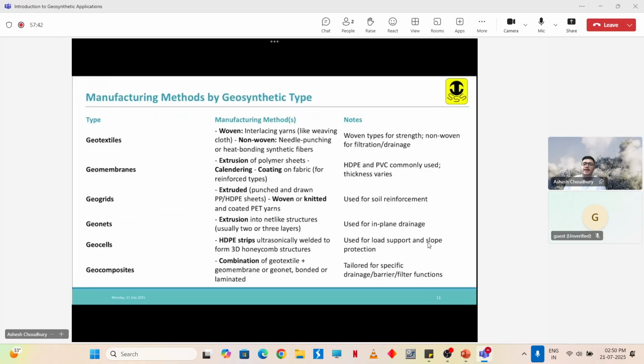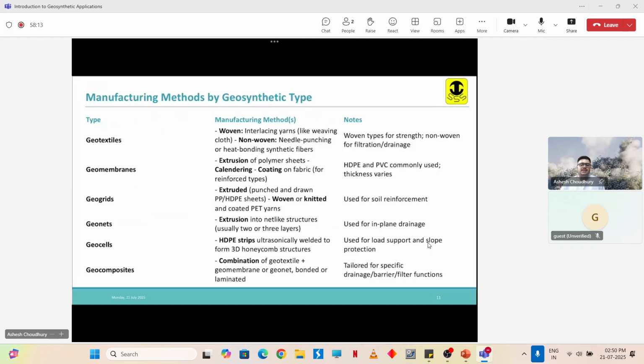Next we have geonets. Geonets are also formed from extrusion into a net-like structure with multiple layers. Geogrid is actually in one layer, but geonets are more than one layer. You have the web, the net that is formed, so that it is useful for in-plane drainage. It helps water to pass through the layer of the geonet.